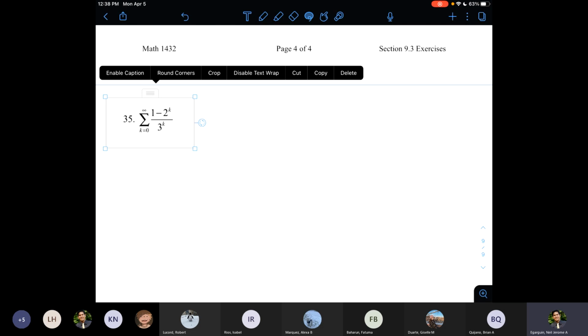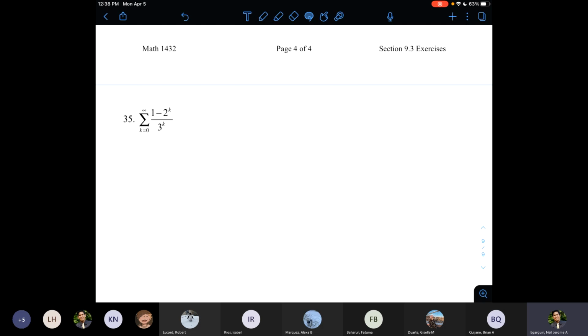For problem 35, it's the sum of 1 minus 2 to the k over 3 to the k, as k goes from 0 to infinity. Now, at first glance, it will not fall under any of the categories that we have seen earlier, right? It is not a simple geometric series, but it definitely looks like a geometric series.